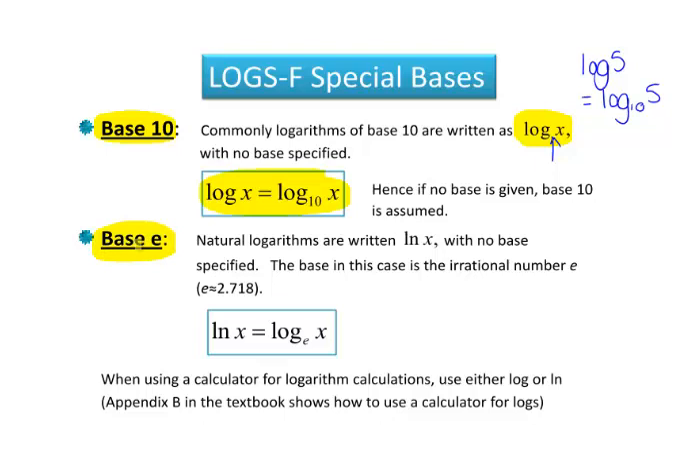Base e is our natural log, and it's written as ln of x. Note that I said ln of x, not in of x. Again, there's no base specified there. In this case, the base is the irrational number e, and that's approximately 2.718. You can find that e on your calculator. So if ever you see ln of x, it actually means log e of x.